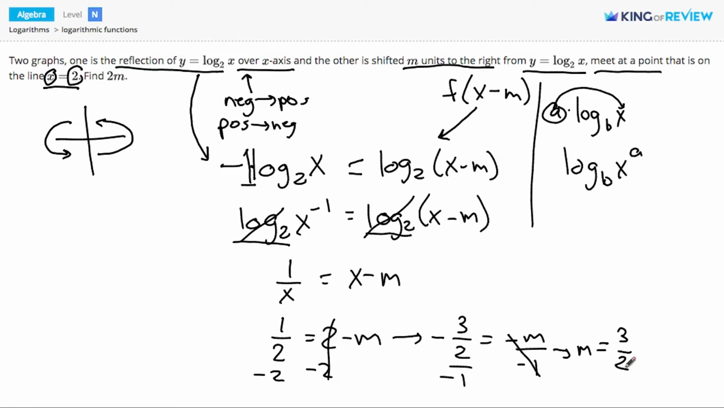But remember, we wanted to find 2m, not just m. Well, that's easy enough. If we want to find 2m, that's just going to be 2 times 3 over 2. The 2's cancel out, and we are left with 3 as our answer for 2m.